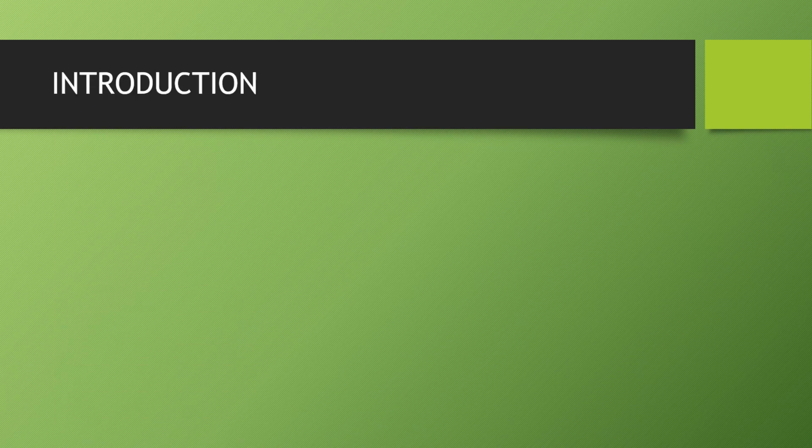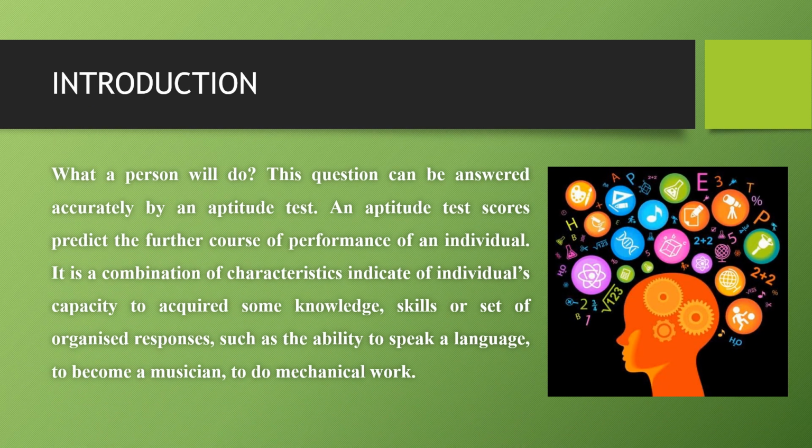So let's see the introduction part. What a person will do is a common question which we ask another or ask ourselves. This question can be answered accurately by an aptitude test. There are various types of aptitude tests, and the score that we get from the aptitude test actually helps the counselor or the teacher or the employer to predict the further course of performance of an individual.